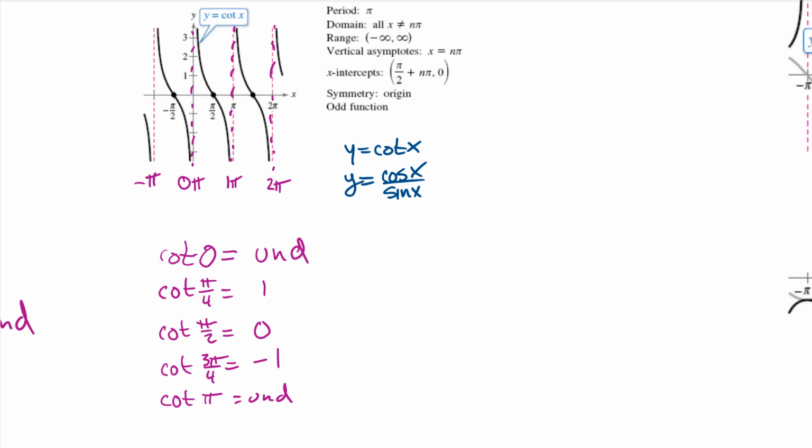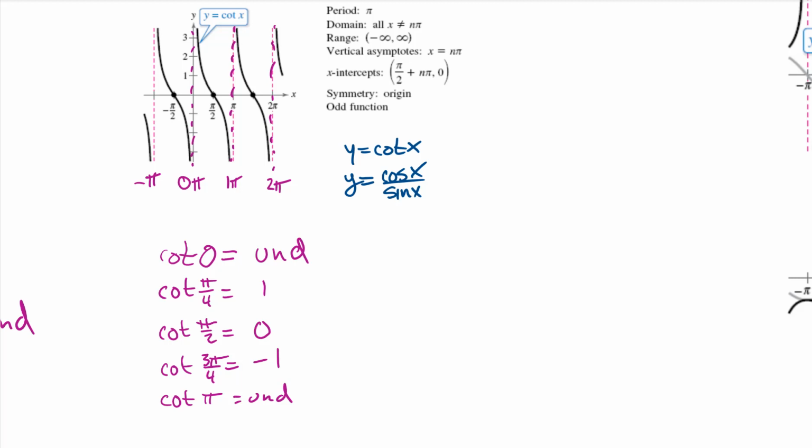Cotangent. It's because you can't divide by 0. Sine equals 0 at all multiples of pi. That's why the domain is everything but multiples of pi. The range is still anything you want. The period's still just pi. Unlike sine and cosine, and cosecant and secant, the period is just pi for tangent and cotangent.